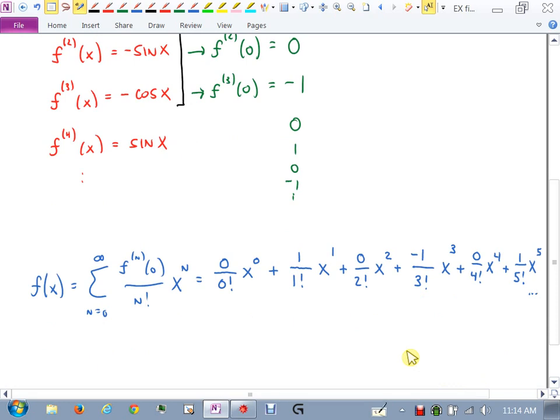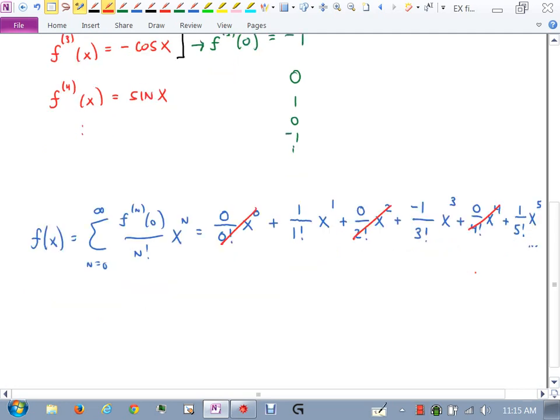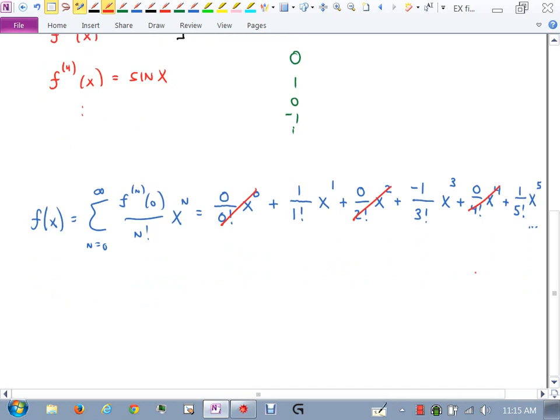A lot of these things go away, right? 0 here, 0 here, 0 here. All the even powers of x are gone, right? And so what I'm left with is an alternating series, right? It's an alternating series. It starts out positive, doesn't it? And then it becomes negative and then positive. So I'm trying to write out this series right now.